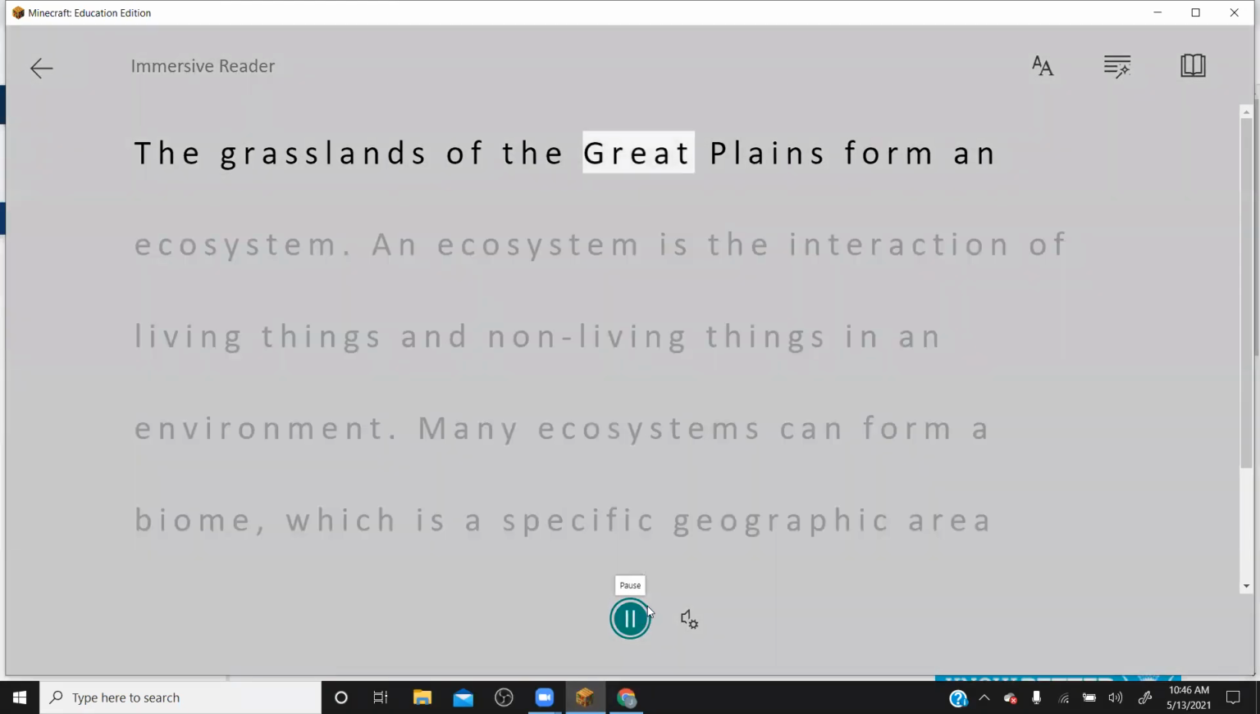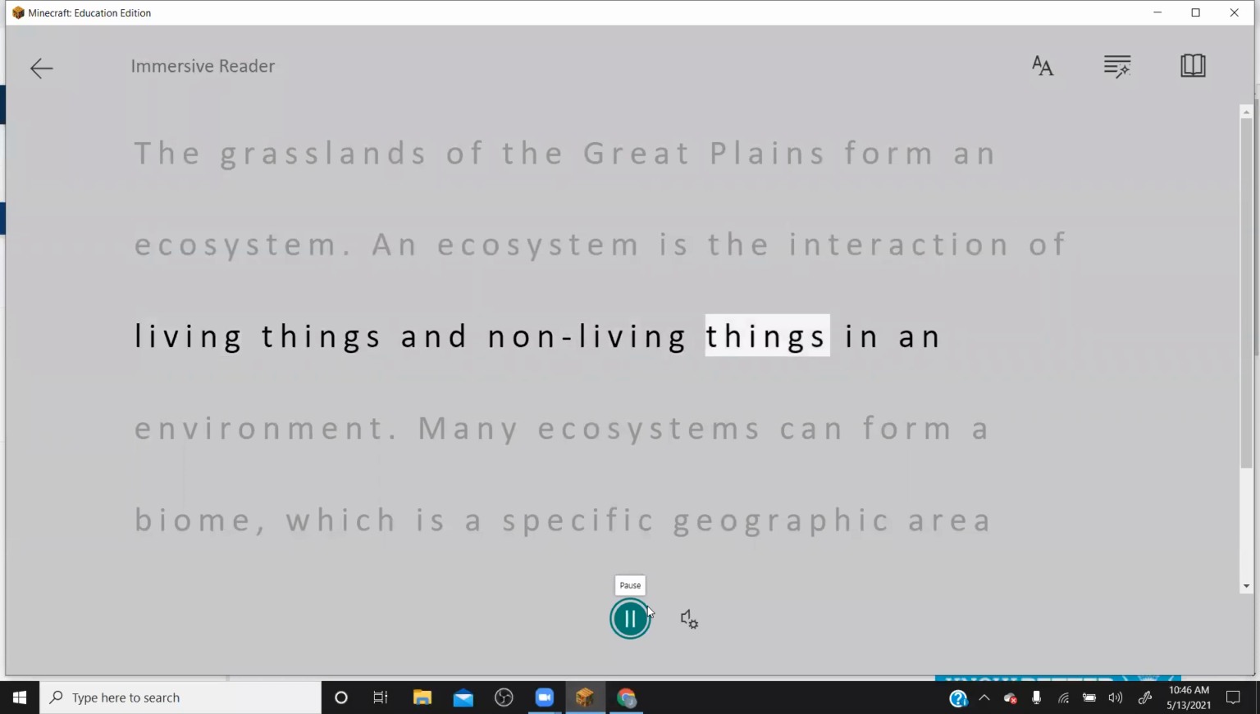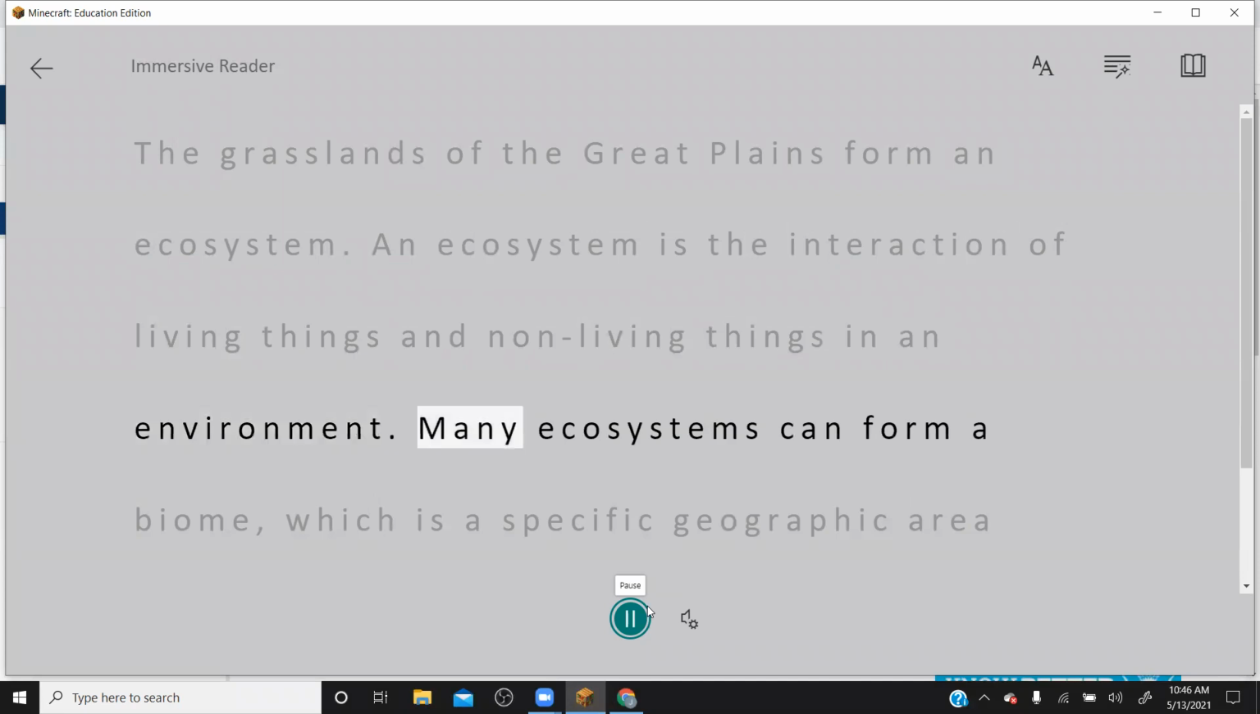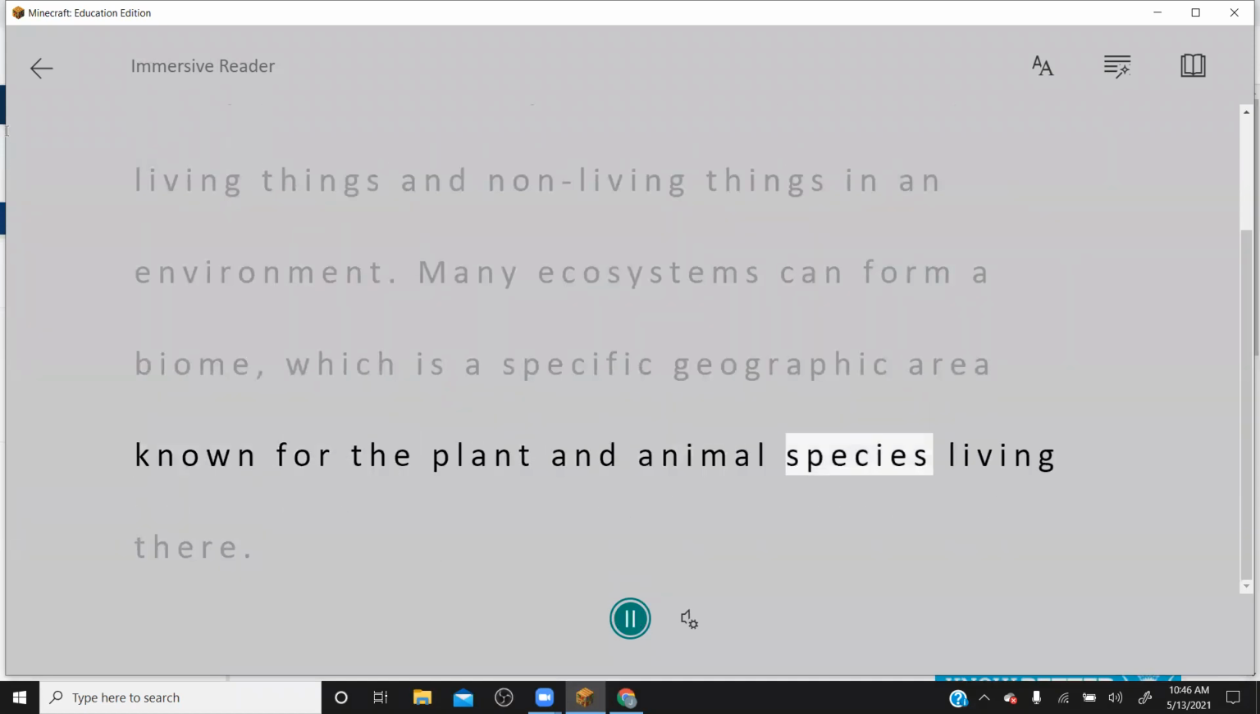The grasslands of the Great Plains form an ecosystem. An ecosystem is the interaction of living things and non-living things in an environment. Many ecosystems can form a biome, which is a specific geographic area known for the plant and animal species living there.